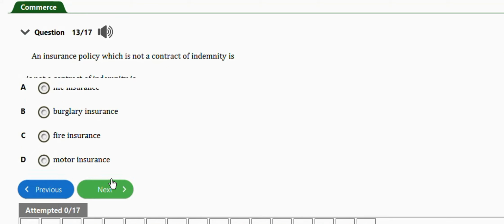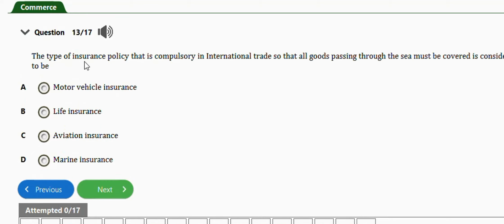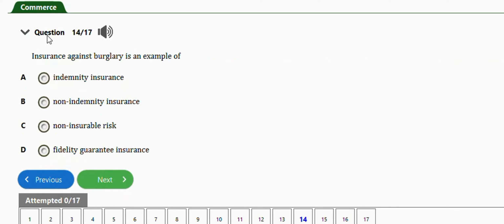Next question is one. The type of insurance policy that is compulsory in international trade, so that all goods passing through the sea must be covered, is considered to be. I think this is a repeated question. The right answer is option D, which is marine insurance. Next question is one. Insurance against burglary is an example of indemnity insurance. So this seems to be a repeated question as well. So the right answer is option A.